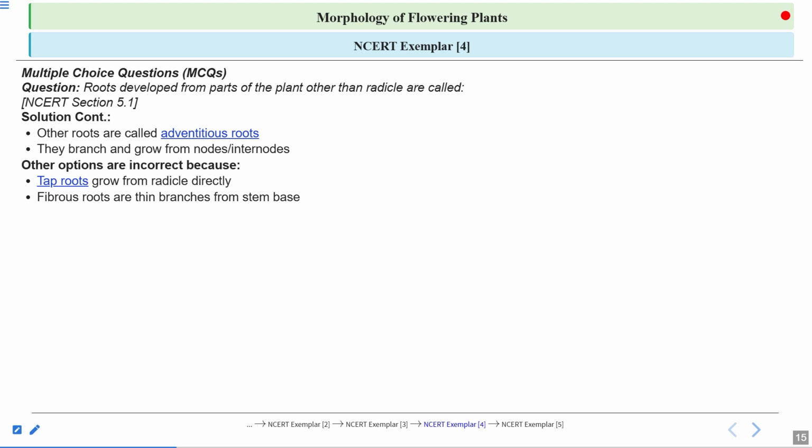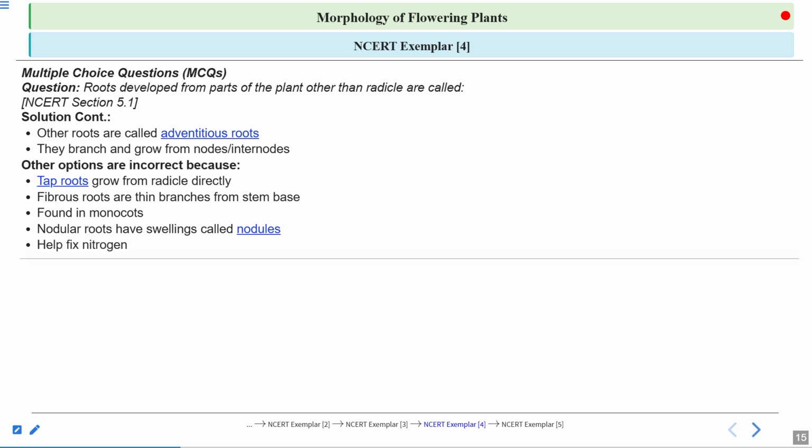After the establishment of the plant, what happens? The taproot gets degenerated, and from the base of the stem many roots emerge. That forms the fibrous roots, and that is found in monocots. Nodular roots have swellings called nodules. So nodule formation is in the case of roots, and that is not the adventitious roots. Nodular roots help in the process of nitrogen fixation.